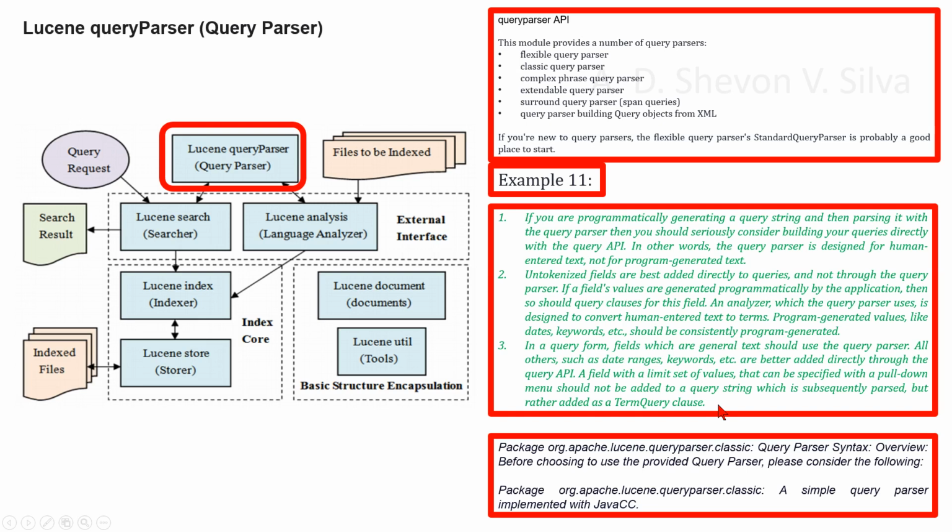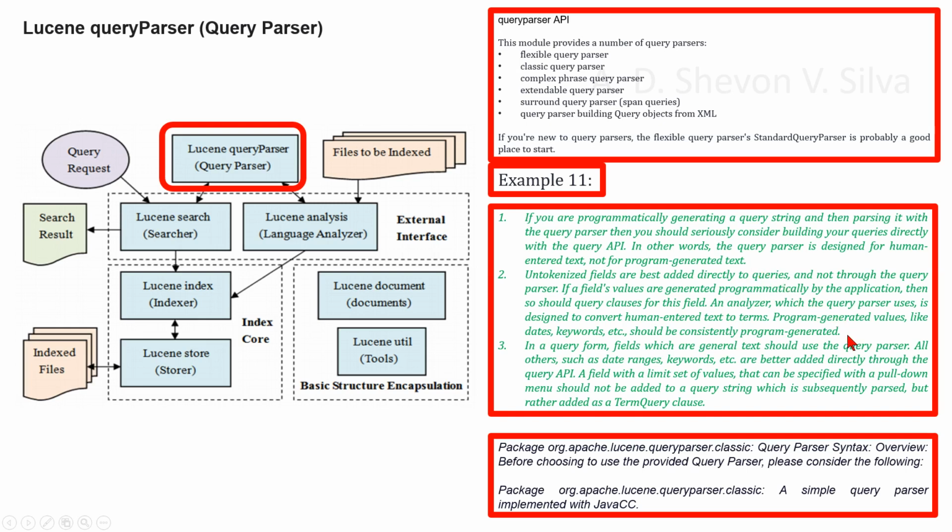Generally, the query parser syntax may change from release to release. On this page we describe the syntax as of the current release. If you are using a different version of Lucene, please consult the copy of the docs or queryparsersyntax.html that was distributed within the version you are using. Before choosing to use the provided query parser, please consider the following. If you are programmatically generating a query string and then passing it to the query parser, then you should seriously consider building your queries directly with the query API. In other words, the query parser is designed for human-entered text, not for program-generated text.